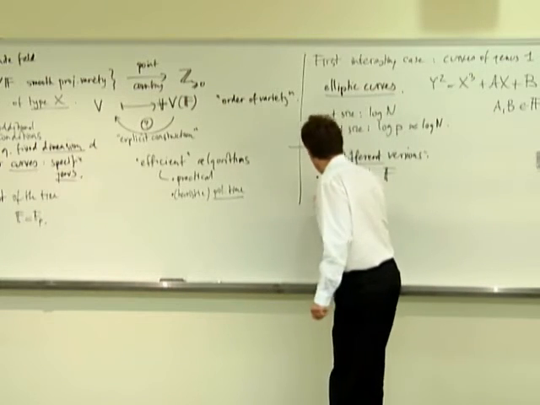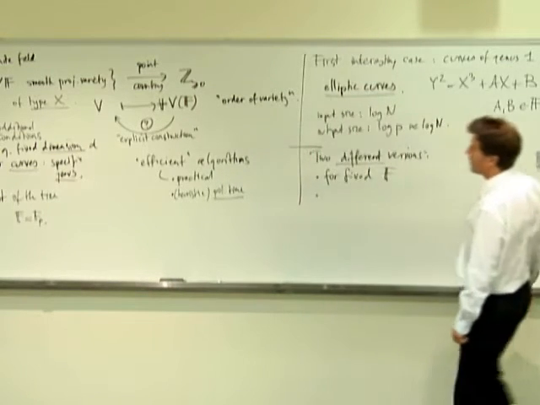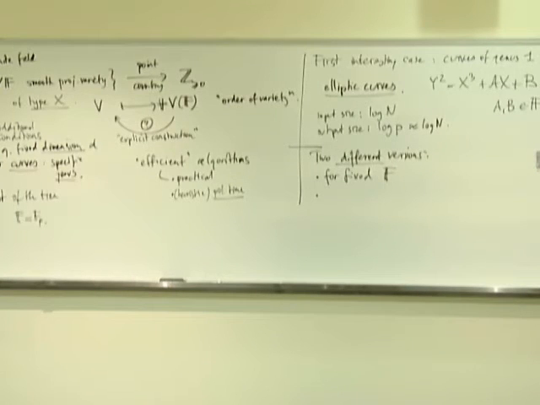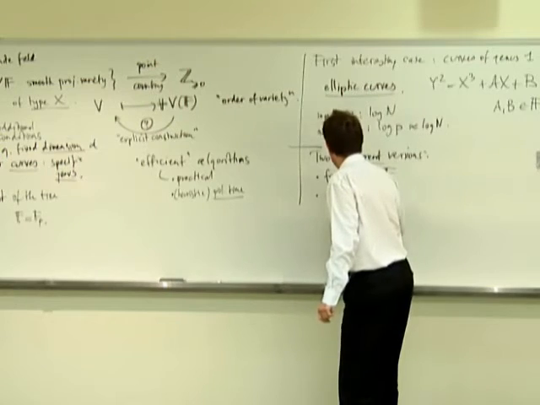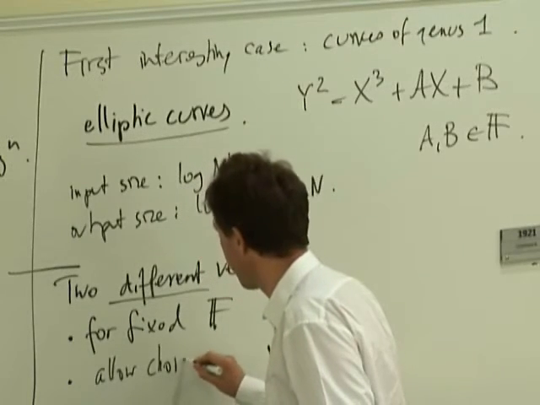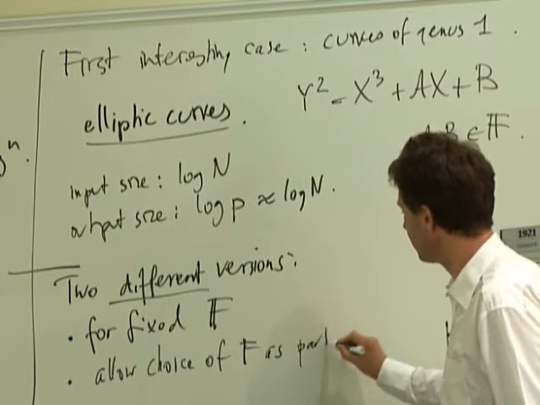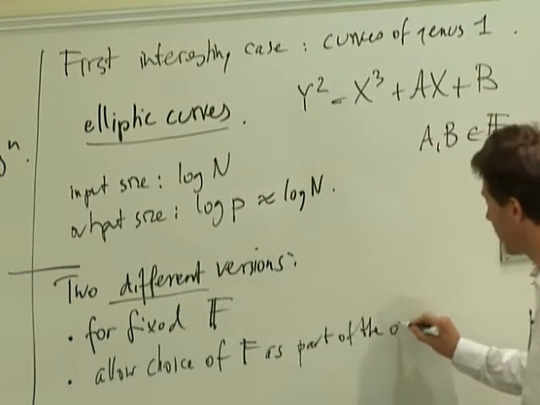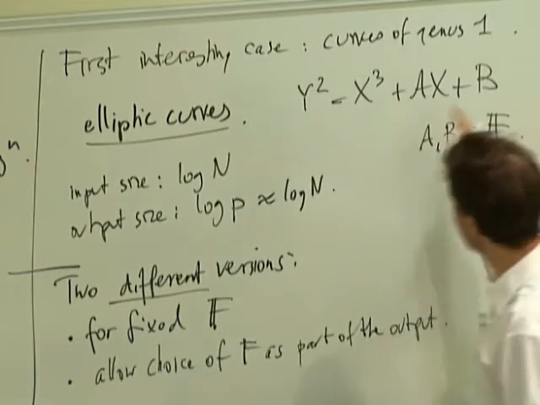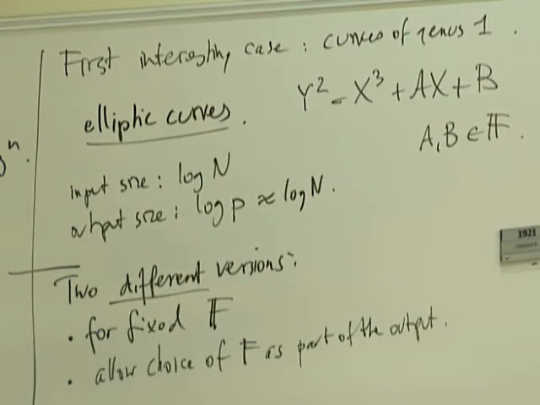Or you can say, well, the input is only n, and I allow you freedom of choice in the finite field f. So allow choice of f as part of the output. That means that you have much more freedom. You can select your favorite field F_p over which you're going to construct your elliptic curve. So clearly this is the easier problem of the two.